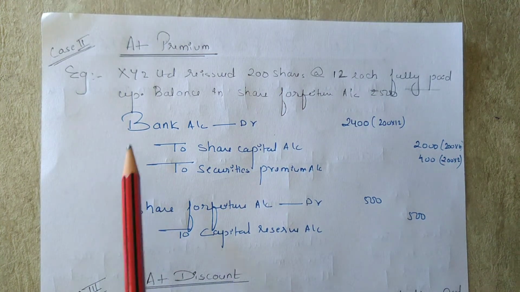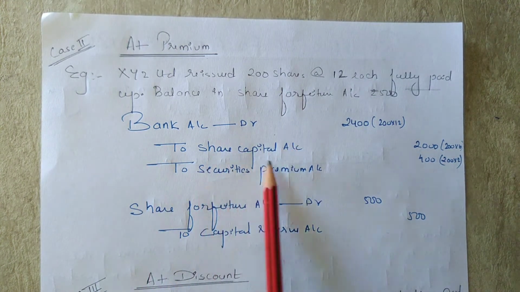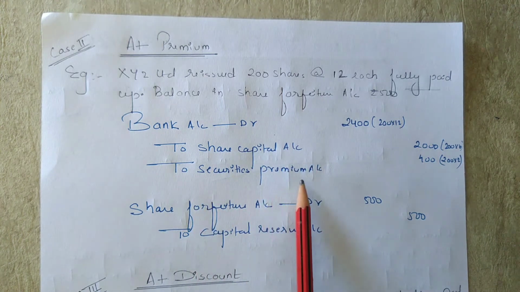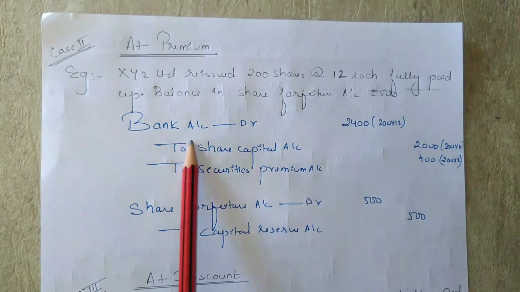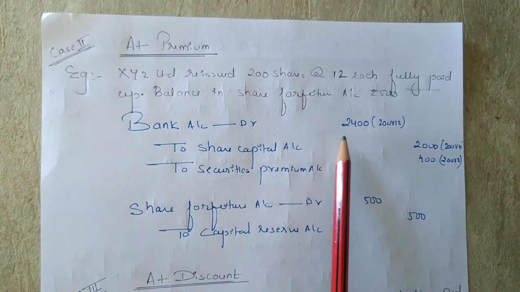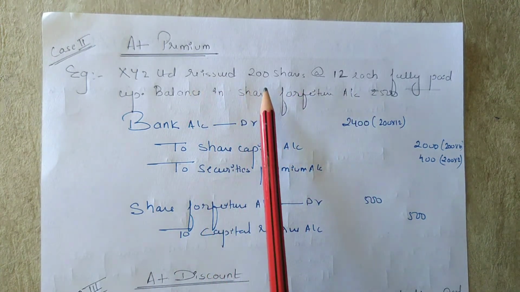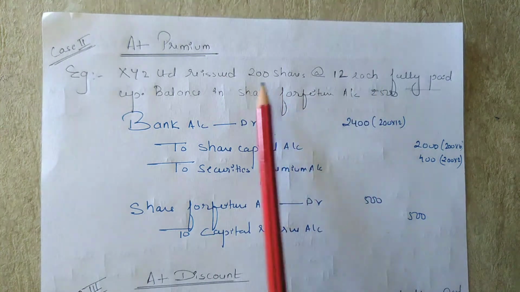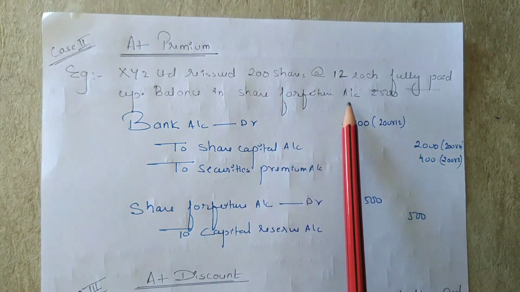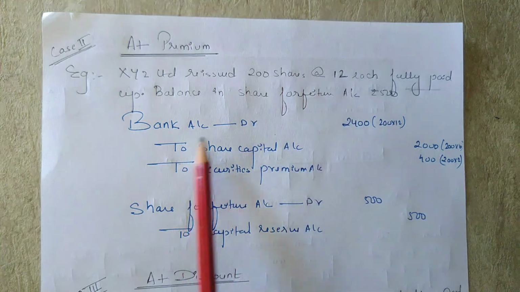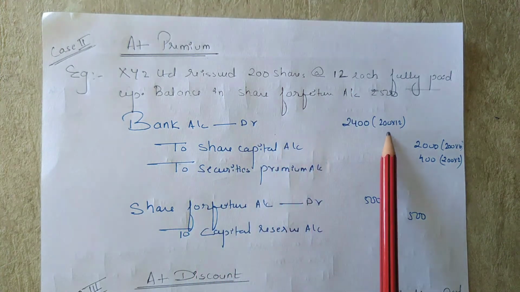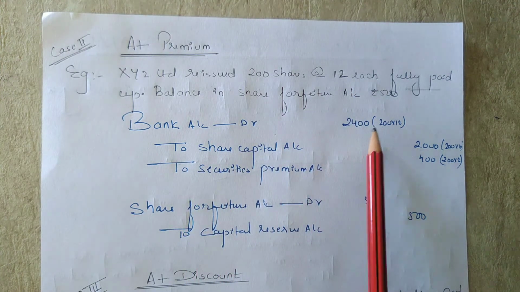So the entry will be bank account debit to share capital account to securities premium account. Now bank account will be debited with the amount 200 into 12, as shares are reissued at 12 each. So 200 shares are reissued and the reissue price is 12. So the bank account will be debited with the amount 200 into 12, that is 2400.